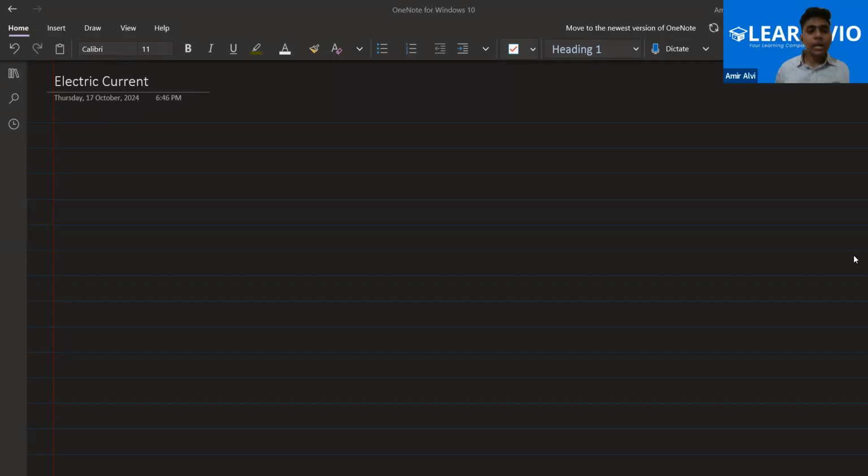So now let's talk about the electric current. This is one of the most fundamental quantities that we are going to discuss in the electricity chapter, because what we are going to discuss in electricity is all about the current and potential difference, right? These are the two quantities. All the other quantities like power and energy are basically involved with the potential and the current. Am I clear to all of you?